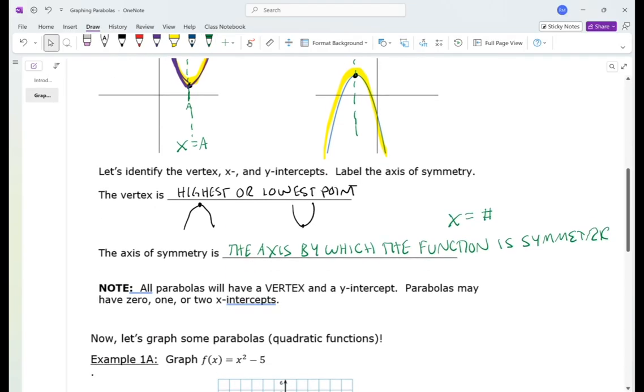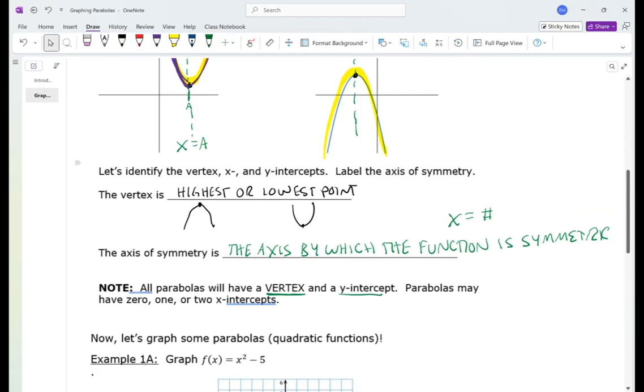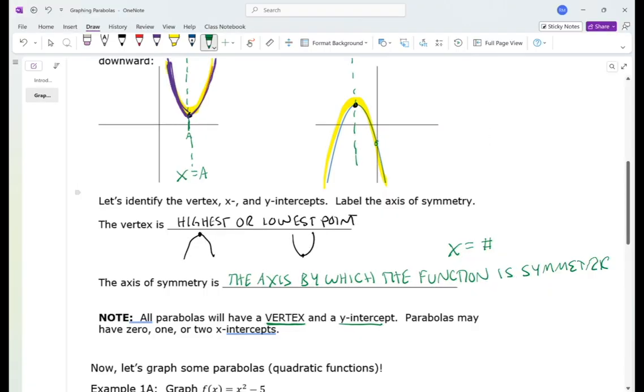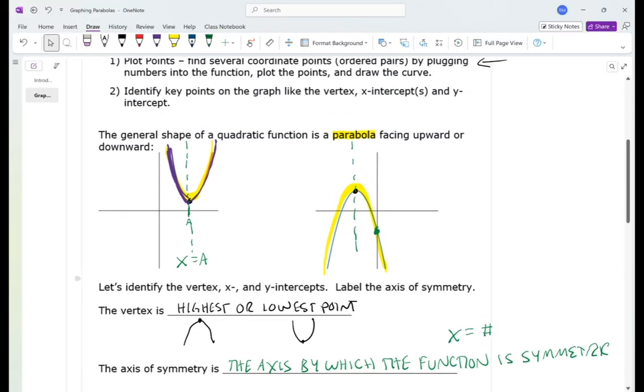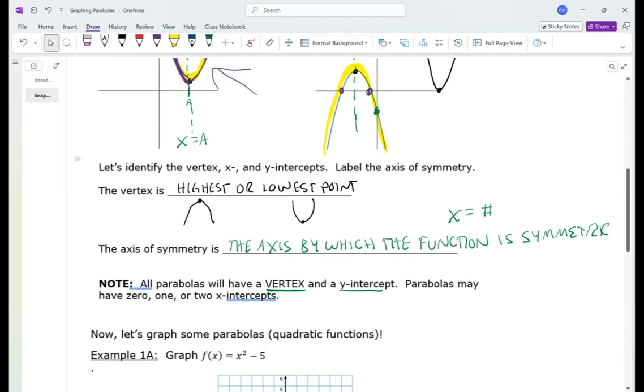Now, all parabolas will have a vertex and a y-intercept, right? The y-intercept for this one is right here. The y-intercept for this one is going to be up here somewhere. They don't necessarily have to have an x-intercept. In this case right here, there is no x-intercept. Over here, there are two x-intercepts. And there could also be just one x-intercept if the parabola just hits at the vertex. There would just be one x-intercept. So we're going to go ahead and look at how we would graph these.